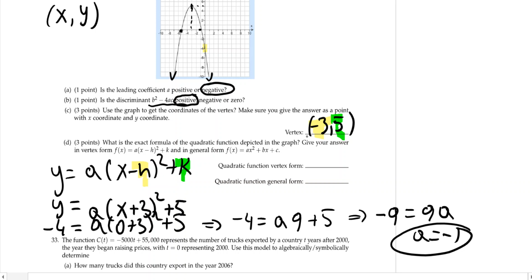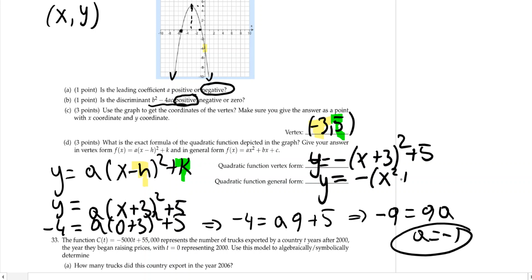Alright, so then the function in vertex form is y equals -(x plus 3) squared plus 5, because a is -1. Now to get it in general form, I would just have to calculate what that is. So in general form, y equals -(x plus 3) squared is x squared plus 6x plus 9, and then the plus 5.